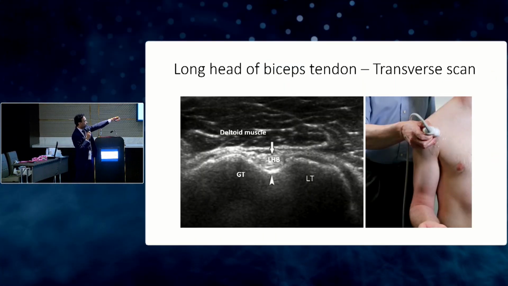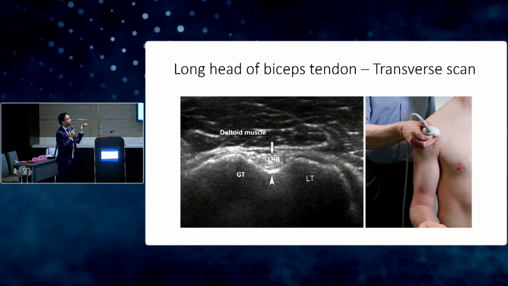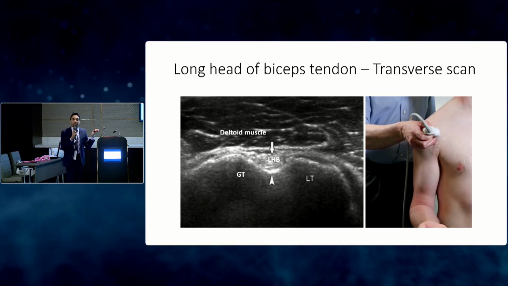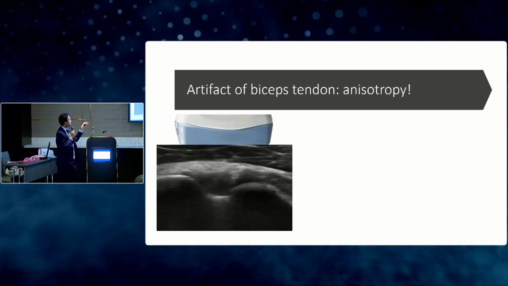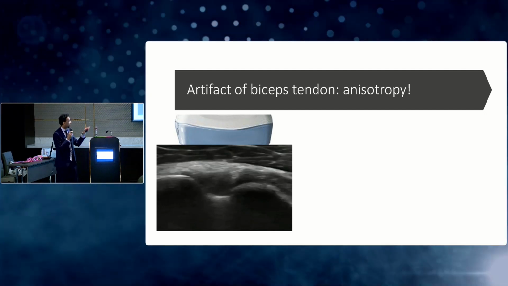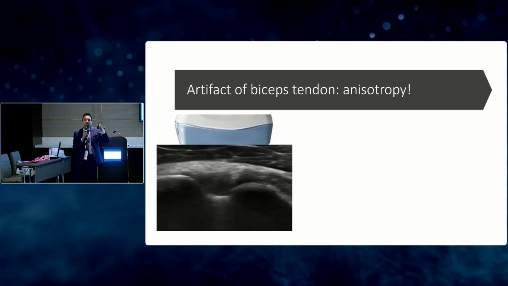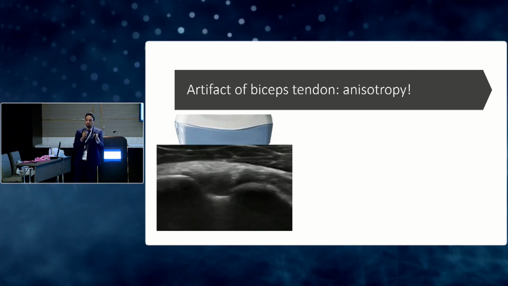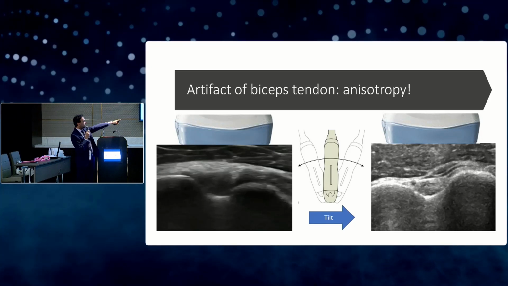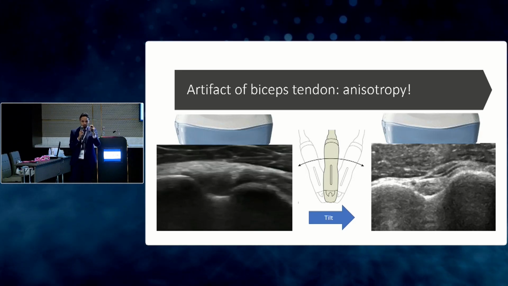As you can see here, we put the probe in transverse position, and we locate the greater tuberosity and lesser tuberosity, and in between is the long head of the biceps tendon. Sometimes we might see a hypoechoic, meaning dark, color. That means we call it anisotropy. Anisotropy means the probe is not perpendicular to the tendon. So we need to tilt our probe until we see the tendon clearly as a hyperechoic structure filled with the hypoechoic.